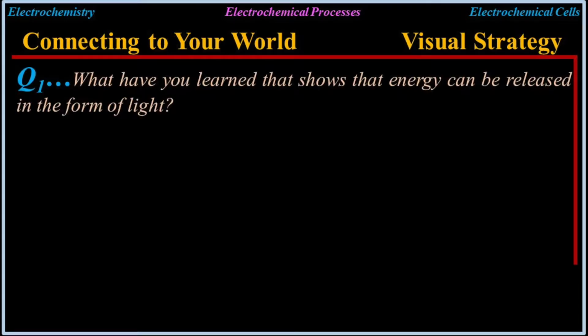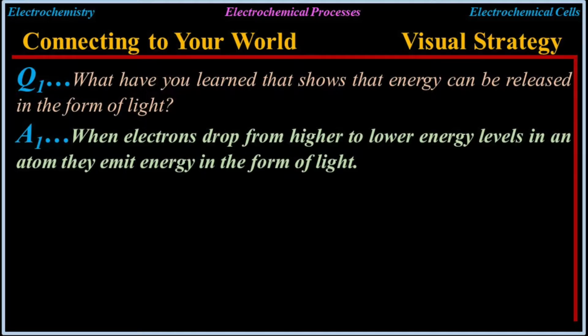Connecting to your world. What have you learned that shows that energy can be released in the form of light? When electrons drop from higher to lower energy levels in an atom, they emit energy in the form of light, in the form of electromagnetic radiation.